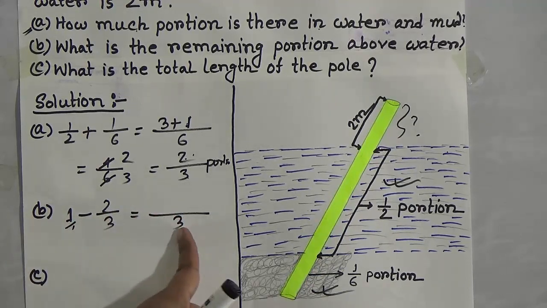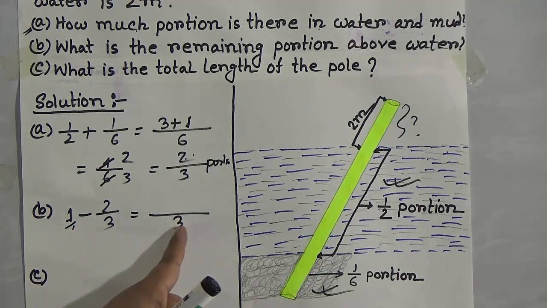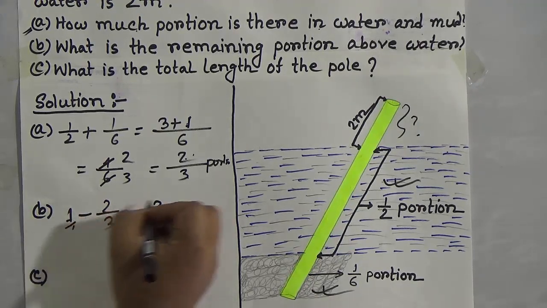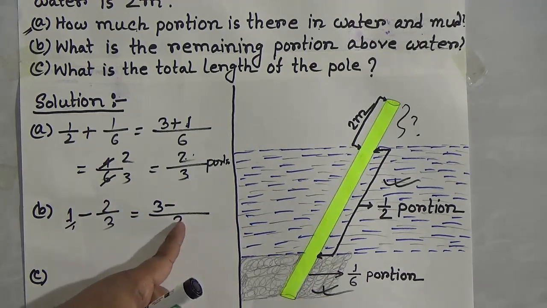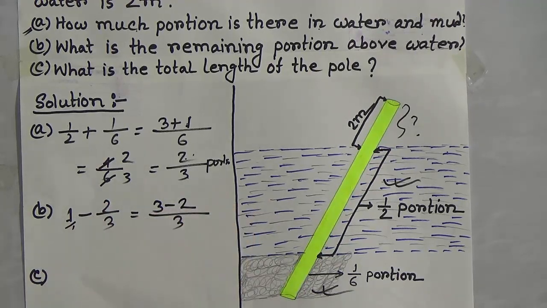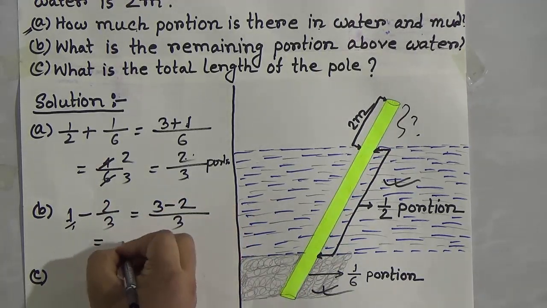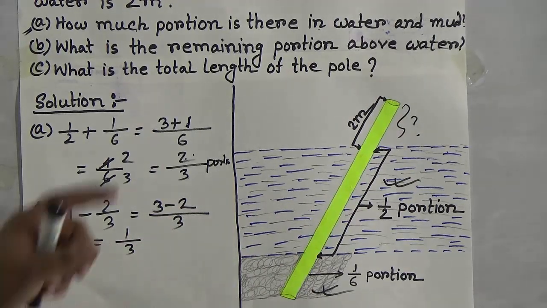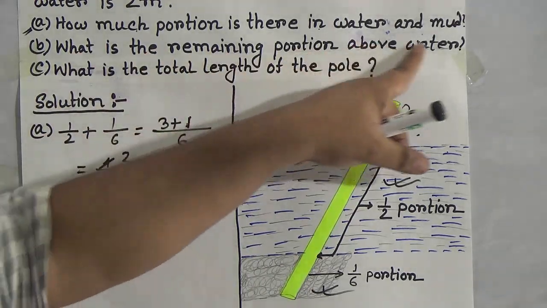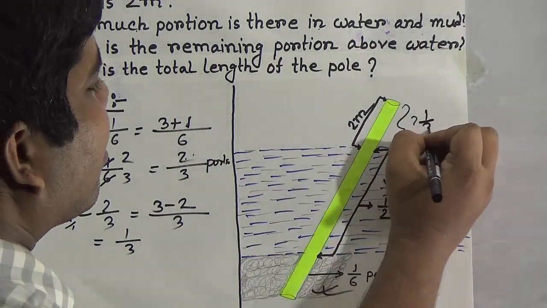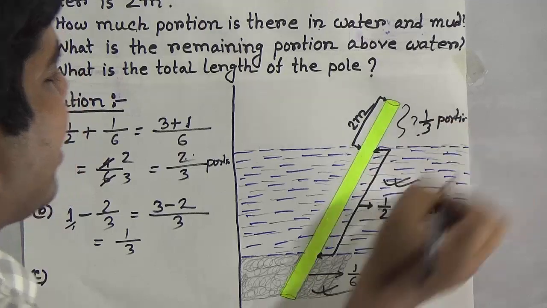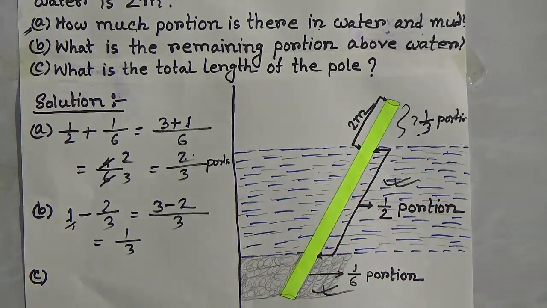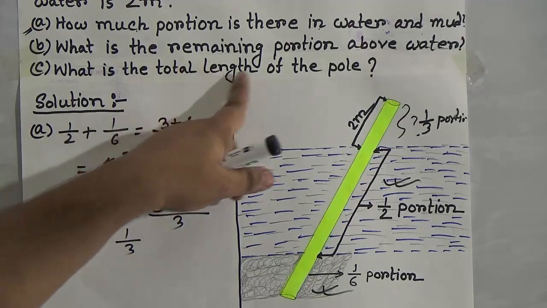Now divide this LCM by this denominator, that means 1. If we divide 3 by 1 we get 3, and this 3 is multiplied with numerator which is 1. So 3 1s are 3. Next, this minus sign is here. Now we divide this 3 by 3 and we get 1. 1 is multiplied with this 2 and it will be 2 1s are 2. If we subtract 2 from 3 then we get 1/3. So we can say that the remaining portion above water is 1/3 portion. Question C is, what is the total length of the pole?